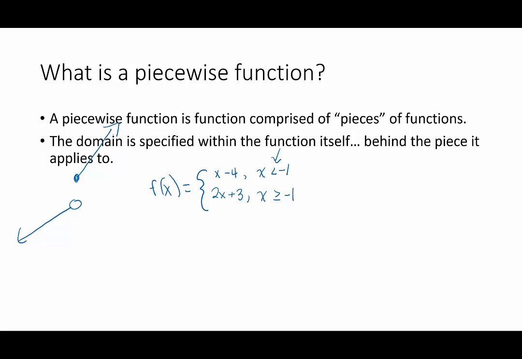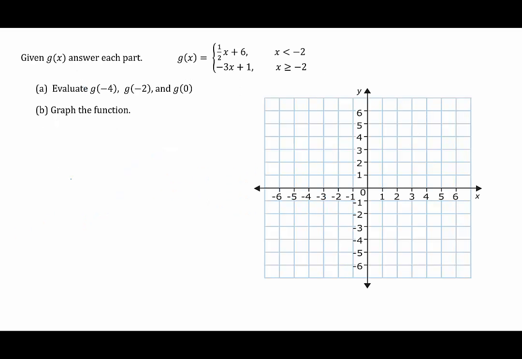Notice that I keep using the word function. A function indicates that it will pass the vertical line test. So that's why we generally will see an open circle like this and a closed circle. So that way if I drew that vertical line, it's only hitting the graph at the closed circle. That open circle indicates that there's no actual point there. Okay, so let's look at an example of what we might see.